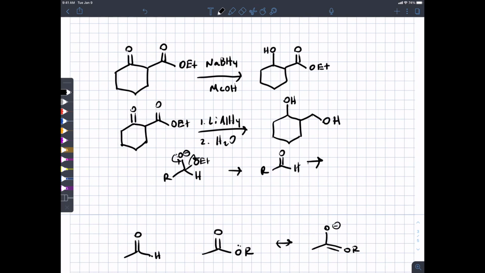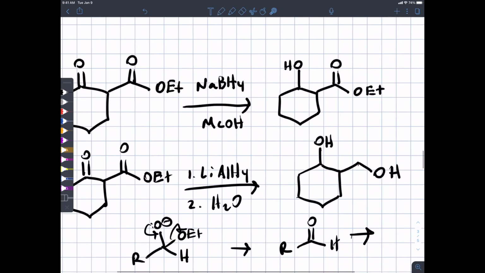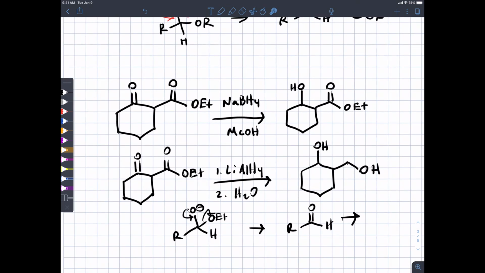Yes? Yeah, so the question is about methanol as a solvent instead of water. Probably that just is a practical consideration, solubility of the starting material and so on.